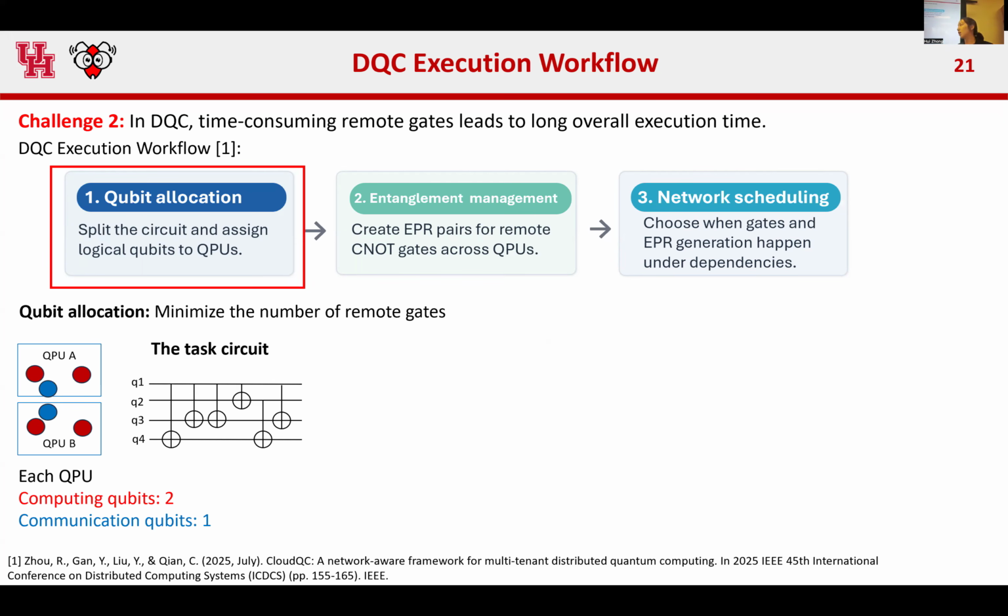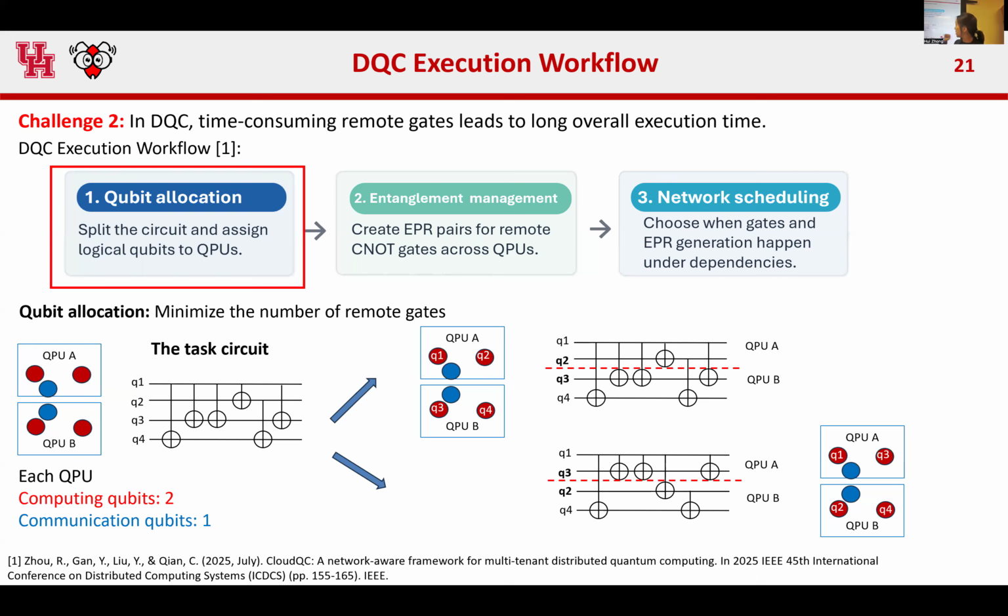And there are many allocation ways. Just to give some examples: for the first way, we can allocate Q1 and Q2 to QPU A, and Q3 and Q4 to QPU B.